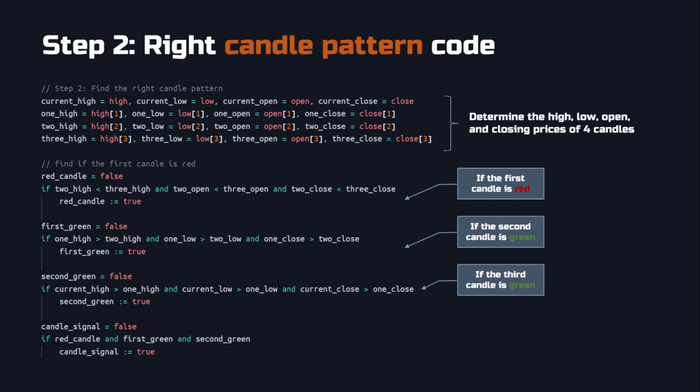If all 3 candles satisfy our requirements, meaning the first candle is red, and the second and third candles are green, then we set our step 2 signal as true. We call it the candle signal in the code.